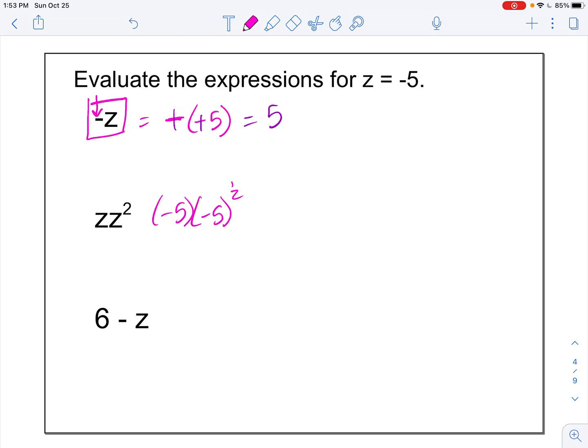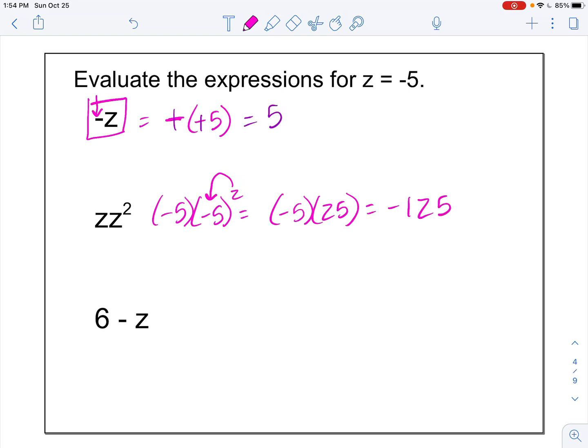We have to evaluate the exponent first. So I have negative 5 times negative 5. Negative 5 times negative 5 is positive 25. And then negative 5 times positive 25, that's going to give me a negative 125.